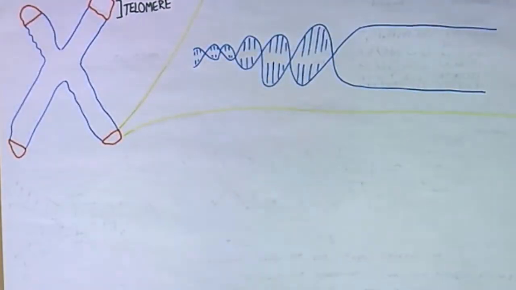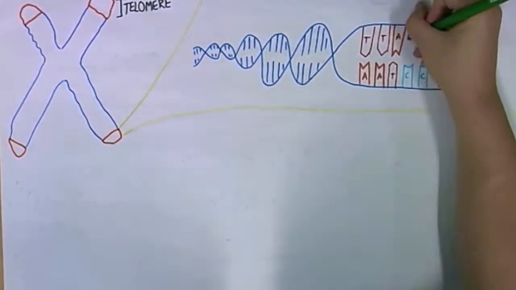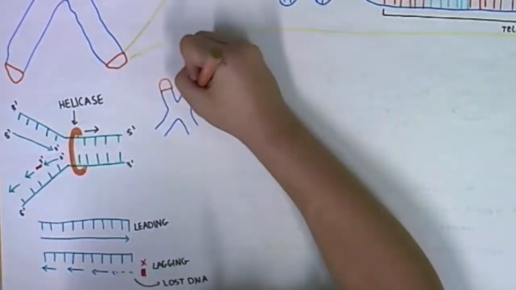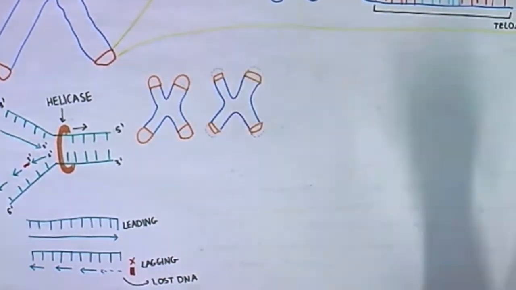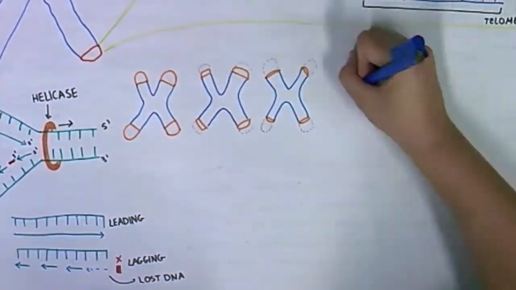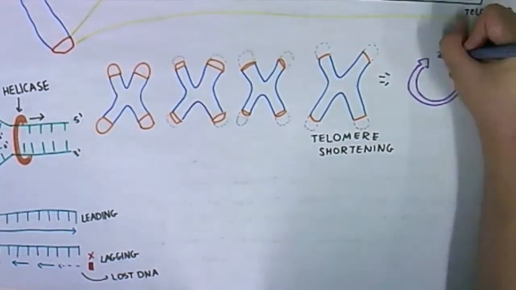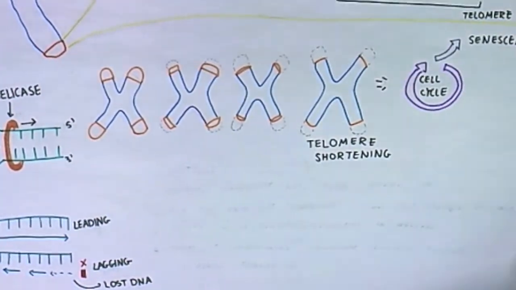To protect the coding portion of DNA from degradation, the ends of chromosomes are capped by telomeres, which are TTAGGG base pair repeats of non-coding DNA. After subsequent DNA replications, telomeres shorten to the point where the cell must undergo irreversible cell cycle arrest. This is called senescence, as the cell is no longer able to divide without the loss of genetic material.